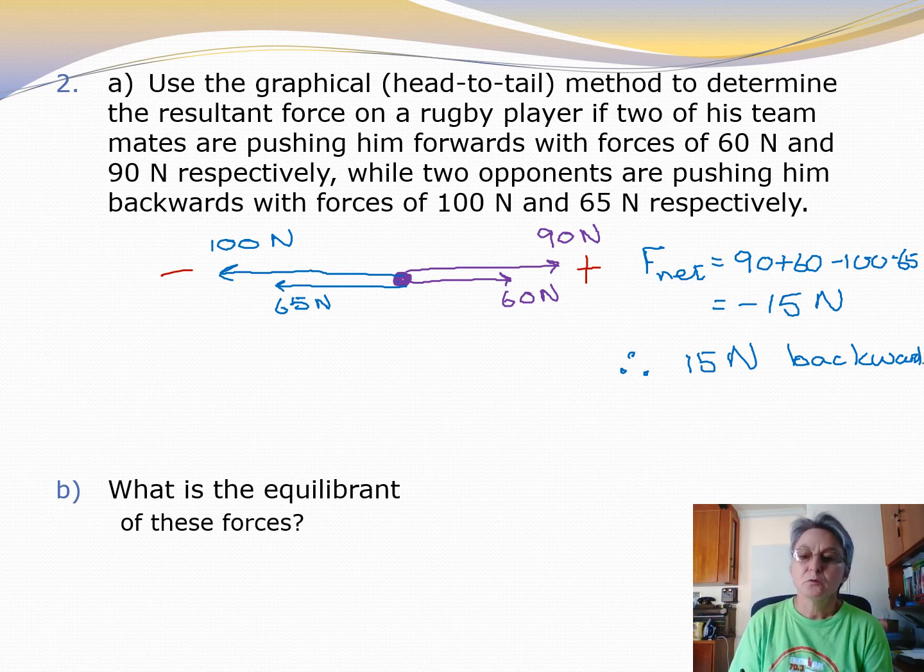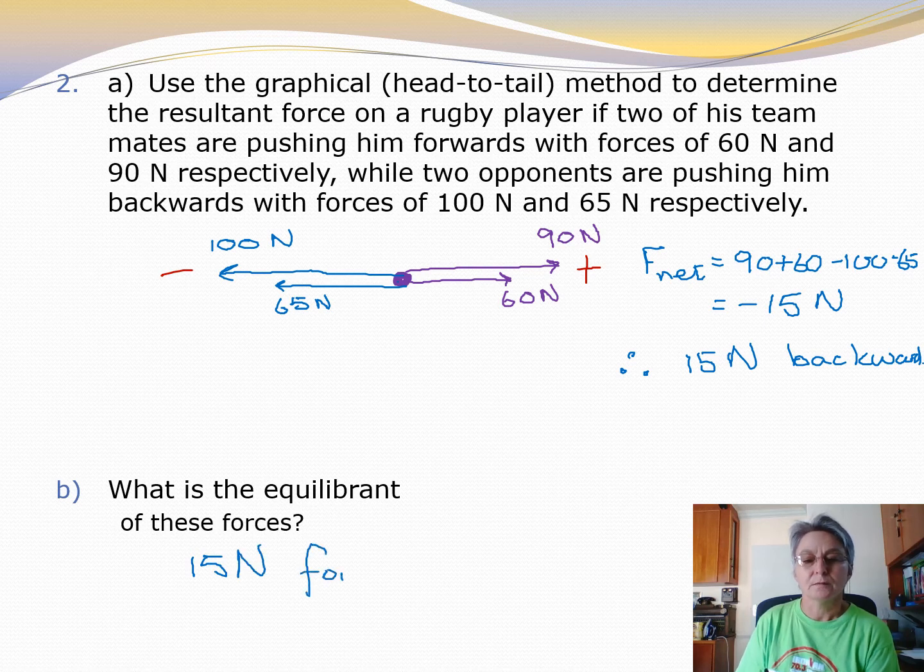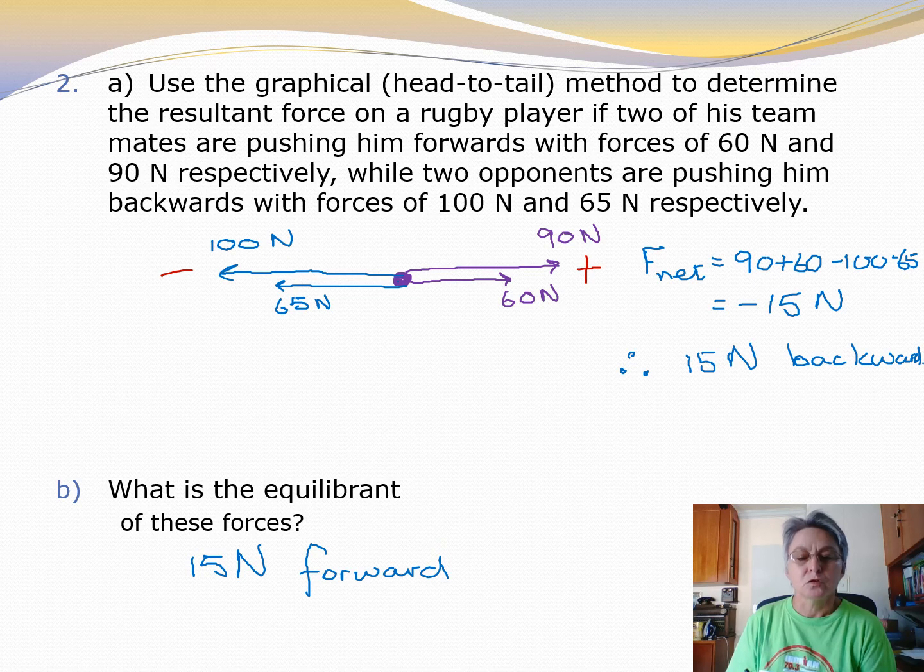Okay, what is the equilibrant of these forces? The equilibrant is the same size as the resultant, but opposite in direction, so it is 15 newtons forward. So technically speaking, the rugby player needs to help his teammates to push forward with a force of 15 newtons if he wants to stay in the same spot. And that will mean that all the forces acting at that point will be in equilibrium.